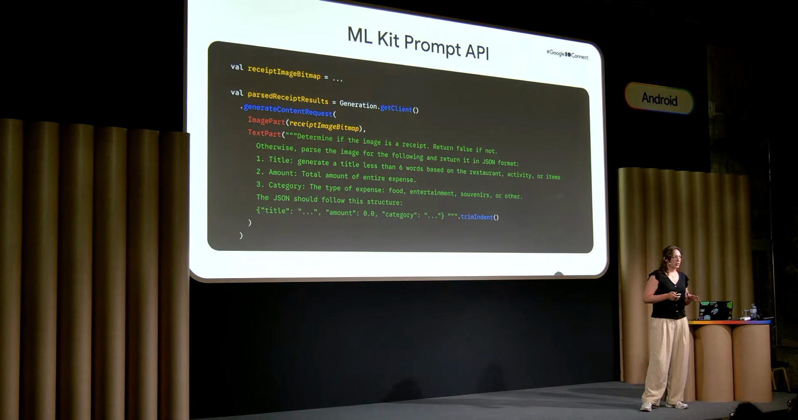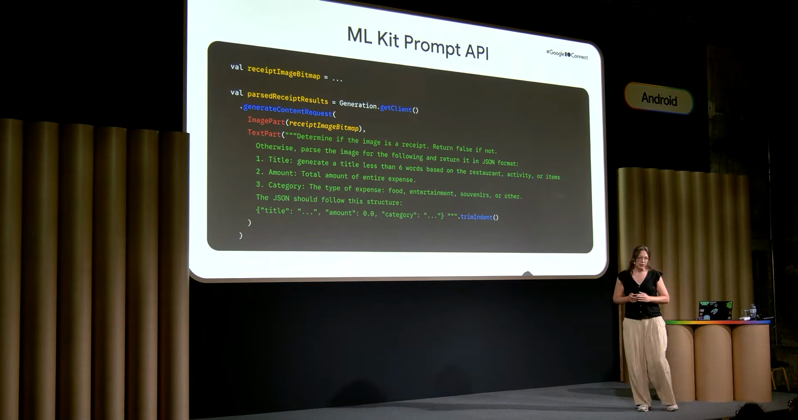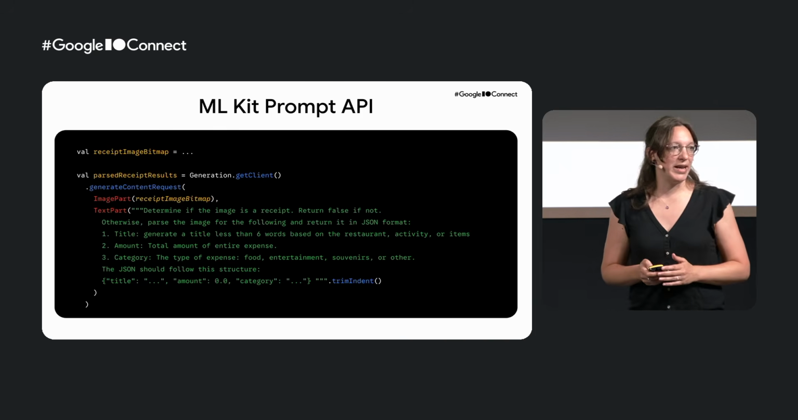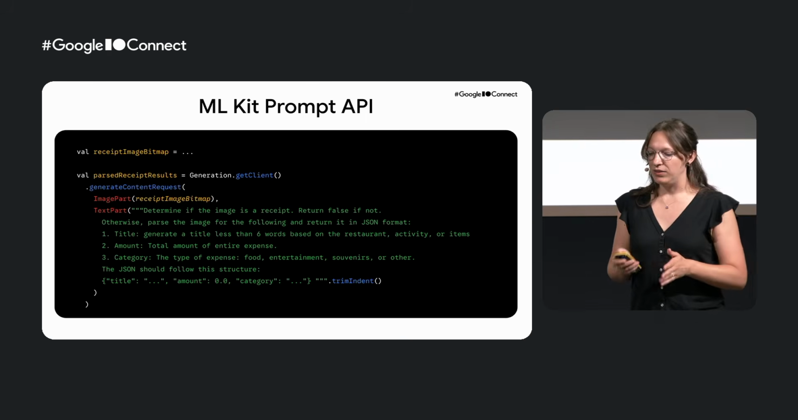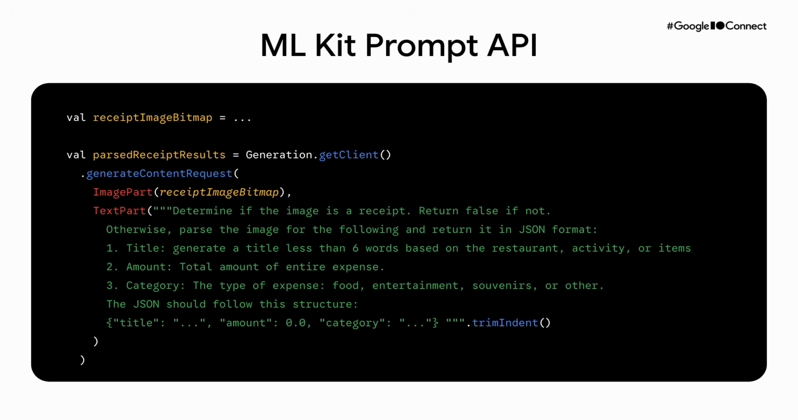So if we look at our code, the absolute fastest way to get started is to use the ML Kit GenAI prompt API. This gives you a clean, idiomatic Kotlin interface that you can work with. In our case, we can send an image part and a text part. So in this case, I'm sending the image of the receipt, and then I'm sending a prompt.